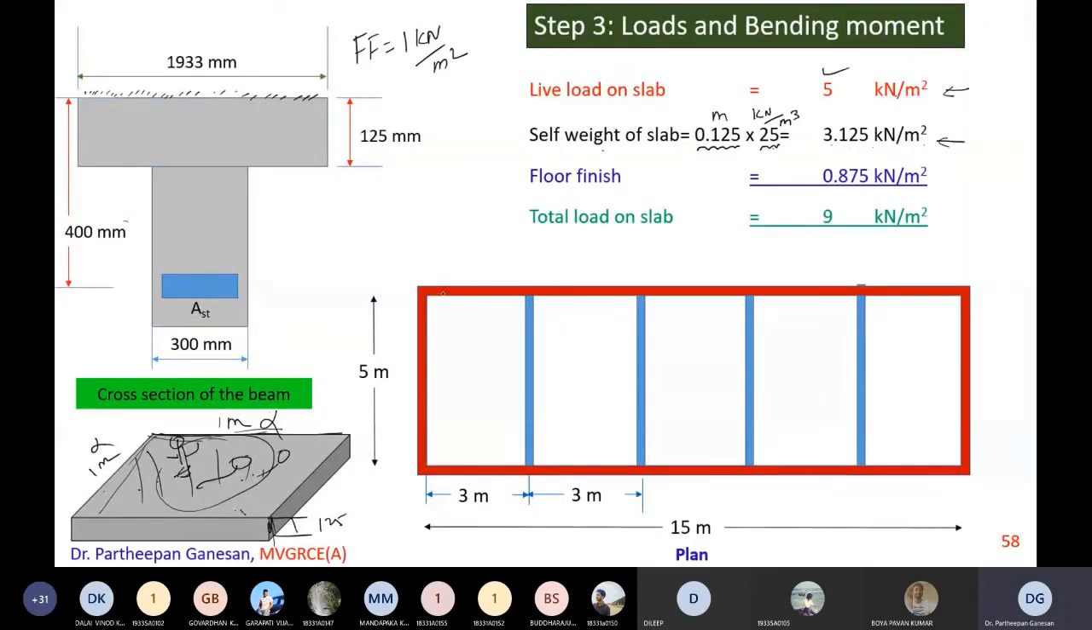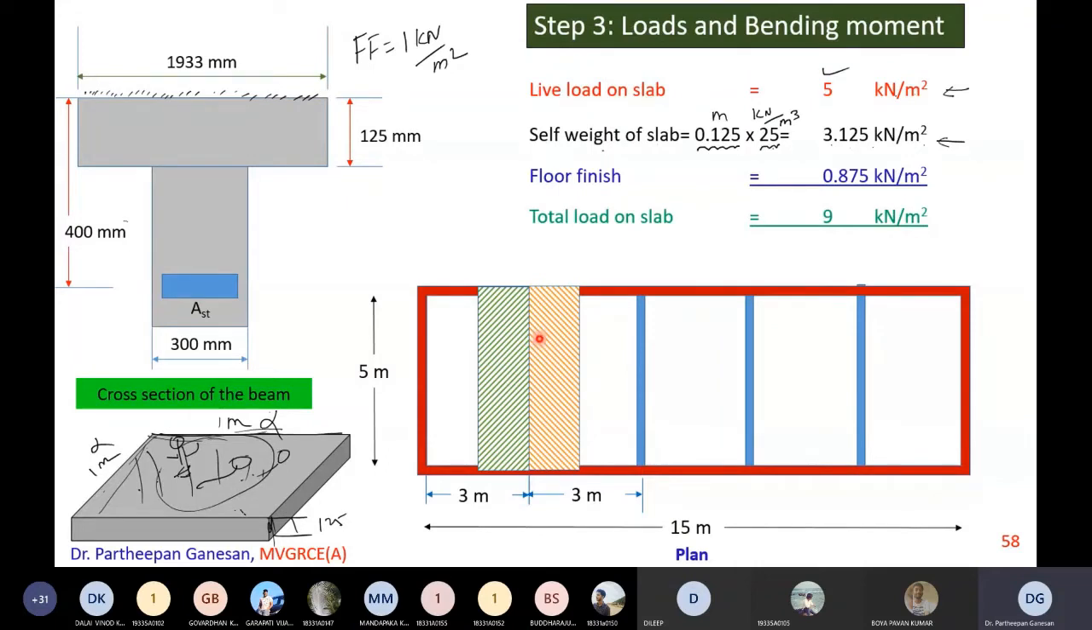Obviously, the slab will be covering the entire room. Now, if you take any intermediate beam, let us say I am taking this intermediate beam, half of the slab load will come to this intermediate beam, and half of this will come to this intermediate beam. Okay, is that clear?